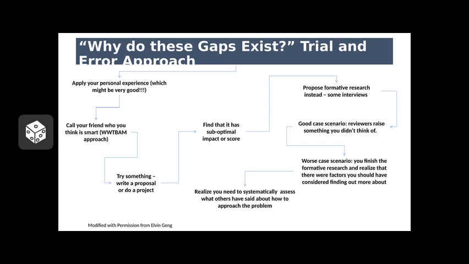But I'll note that when you're thinking about designing a program to improve PrEP uptake among adolescent populations, the normal approach is that you apply your personal experience, which might be very good. You might have a really good understanding of why the program isn't achieving what you want it to achieve, and what you might be able to do to improve that. You might call a friend. We often think of this as the Who Wants to Be a Millionaire approach. So you might call a friend who you think is very smart, and they may have a really solid understanding, and you can try something.